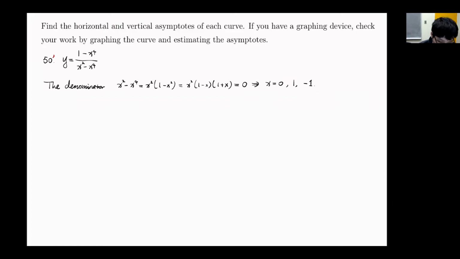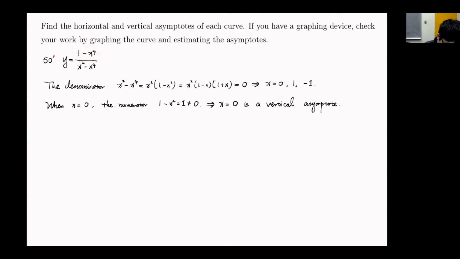Before continuing with the horizontal asymptote, let's look at a very similar example that's not in the textbook. I will change the plus in the numerator into a minus. In this case, if you focus only on the denominator, you will still find 3 numbers, x equals 0, 1, and minus 1. But if you look at the numerator over here, when x equals 0, the numerator is going to be 1, which is non-zero. So this way you can safely say that x equals 0 is a vertical asymptote.